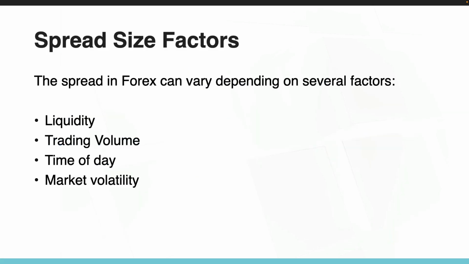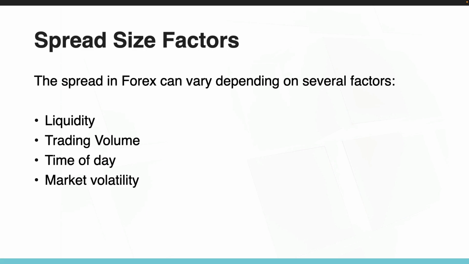The spread in Forex can vary depending on several factors, such as the liquidity of the currency pair, the trading volume, the time of day, and market volatility. Tight spreads are more likely to be seen during periods of high liquidity and low volatility. This usually occurs during the opening hours of major financial centers, when there is high trading volume and many traders are buying and selling currency pairs.